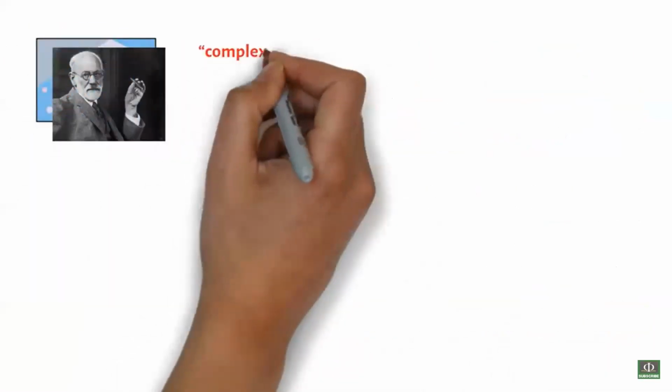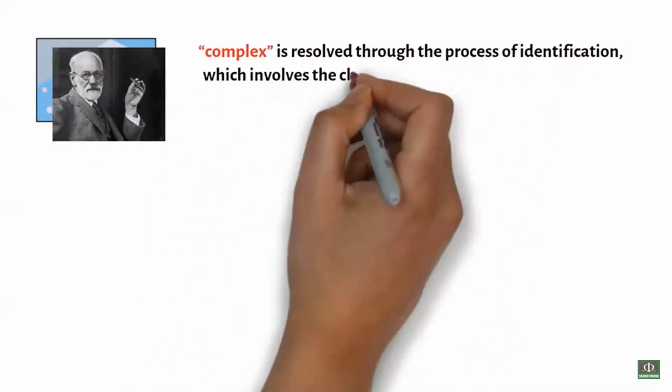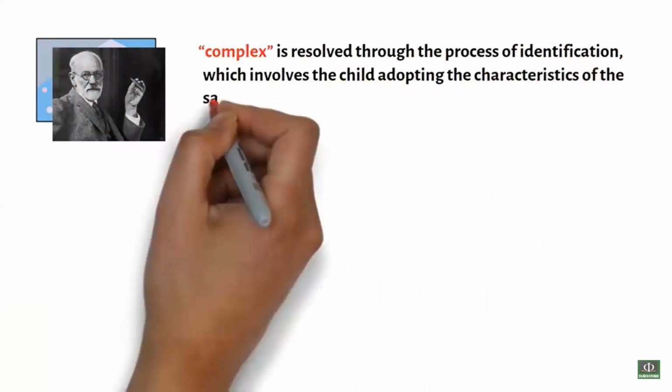According to Freud, the complex is resolved through the process of identification, which involves the child adopting the characteristics of the same-sex parent.